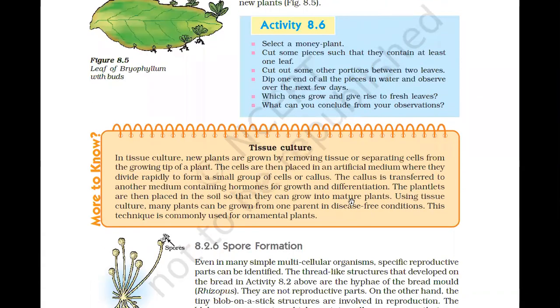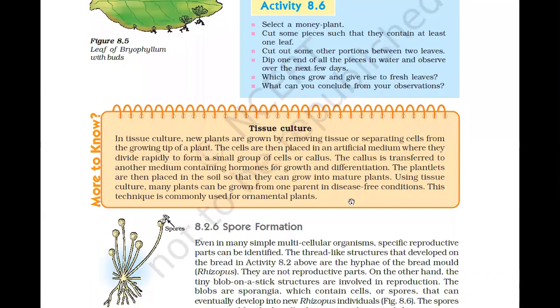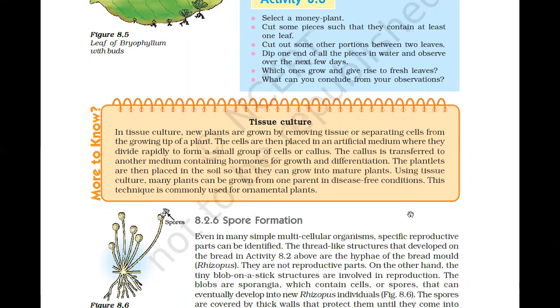Tissue culture. More to know. In tissue culture, new plants are grown by removing tissue or separating cells from the growing tip of a plant. The cells are then placed in an artificial medium where they divide rapidly to form a small group of cells, or callus. The callus is transferred to another medium containing hormones for growth and differentiation. The plantlets are then placed in the soil so that they can grow into mature plants. Using tissue culture, many plants can be grown from one parent in disease-free conditions. This technique is commonly used for ornamental plants.